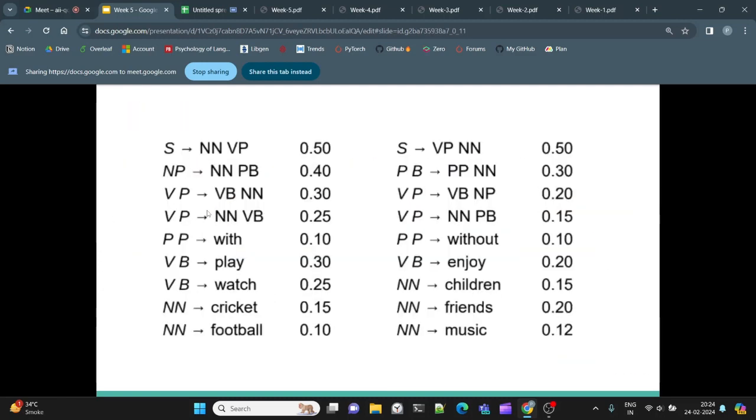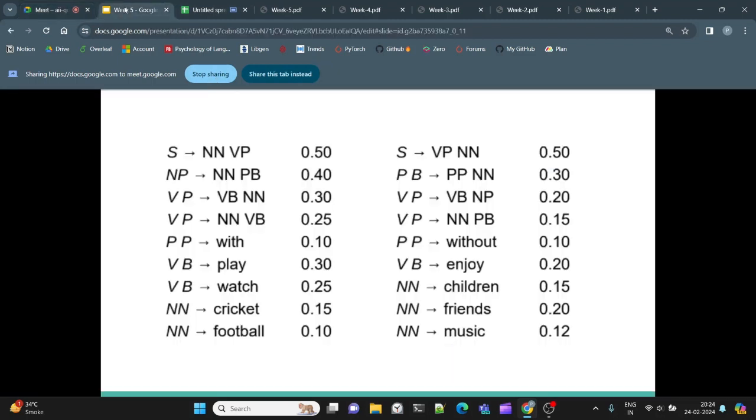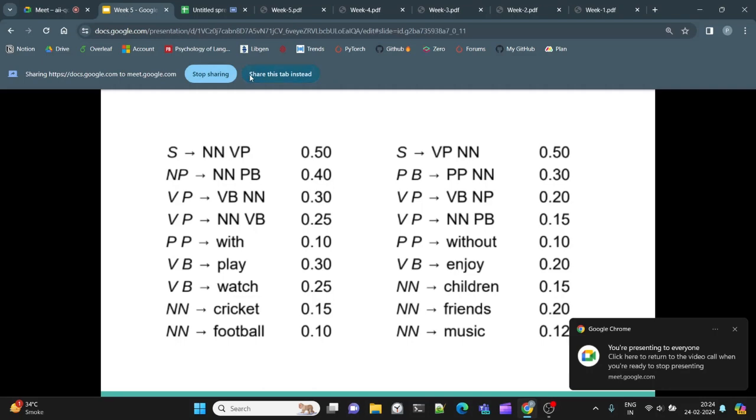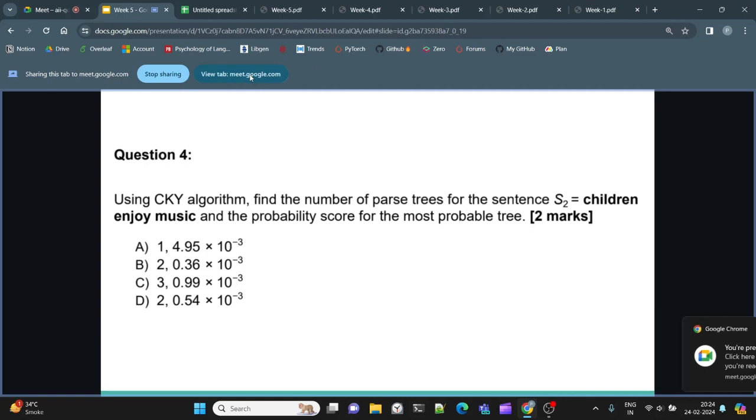I'll skip the slides to over here. So you see the rules from here. And the sentence was children enjoy music. So try solving the problem. We'll wait for 1 minute and then we'll discuss. We are solving this problem right now. Children enjoy music. Question number 4, we're currently solving.